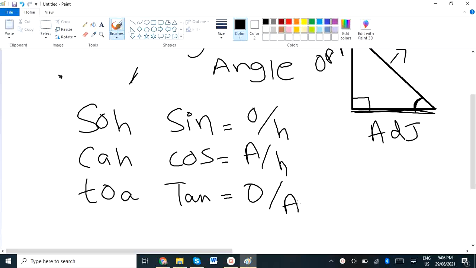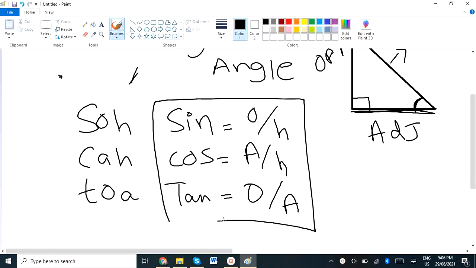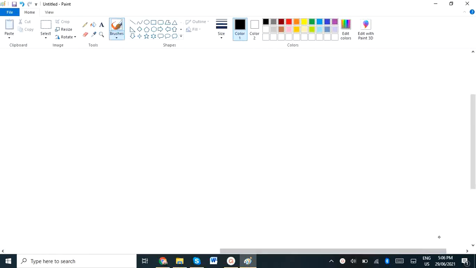We are going to use any of these ratios according to the question. Suppose you have a question in which the missing side is unknown and you are given the opposite and hypotenuse, so obviously you are going to use sin, otherwise cos, otherwise tan. So let's start with a question so that it can be clear to you.